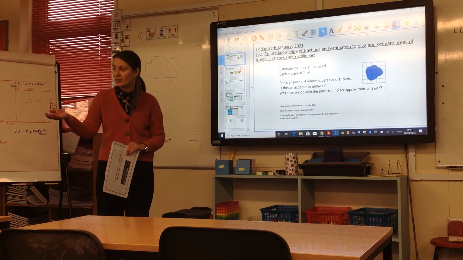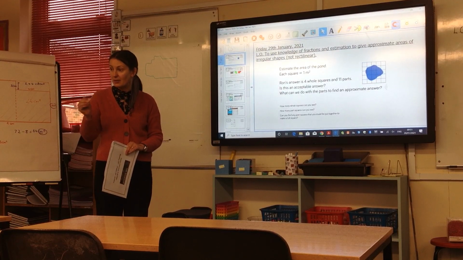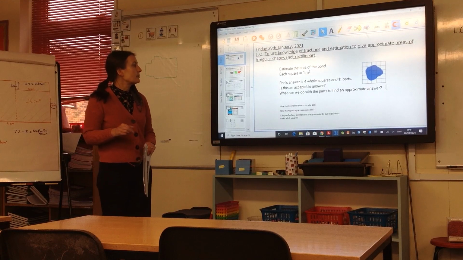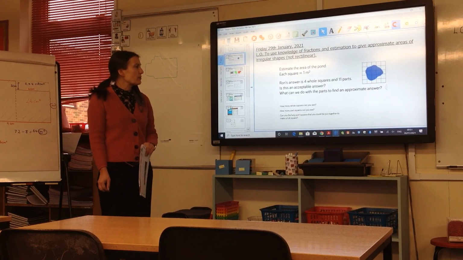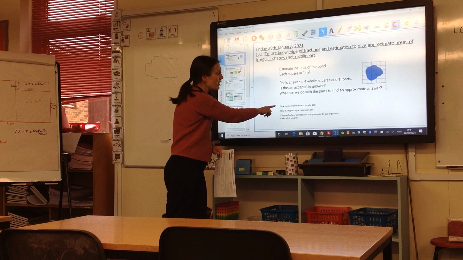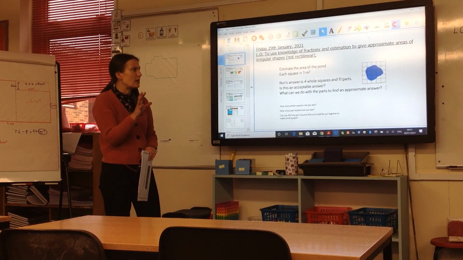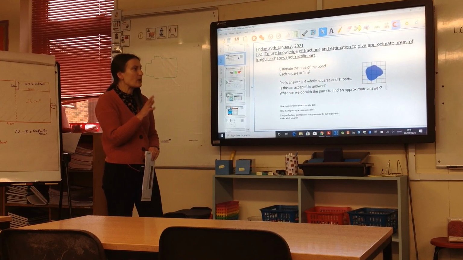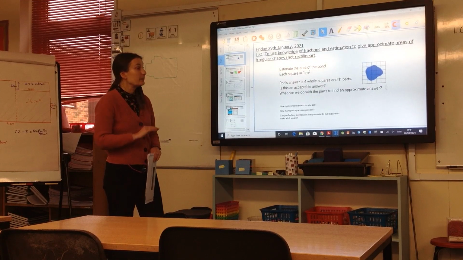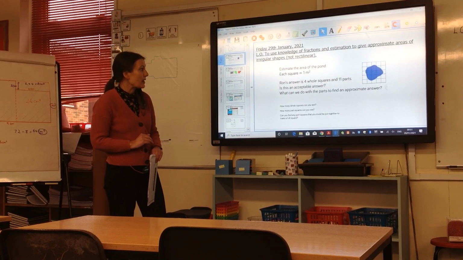Would you like to contribute? It's like a guess. Yeah, like a guess. Okay, so what do you think would be an acceptable answer? Well, we're taking a look at it. How many whole squares can you see that are coloured in blue? So that's where I would start with this one. 4 whole squares.